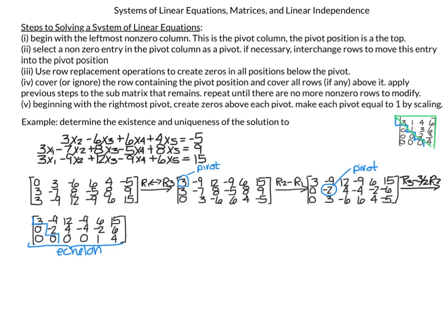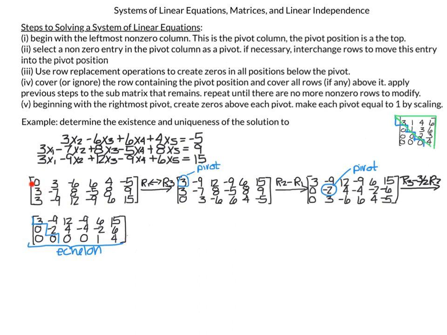And the first step is to begin with the leftmost non-zero column. This looks like this one, and this is going to be our pivot column. And the pivot position is at the top, which actually is not at the top now. So select a non-zero entry in the pivot column as a pivot. If necessary, interchange the rows to move this entry into pivot position. So that's what we did here.